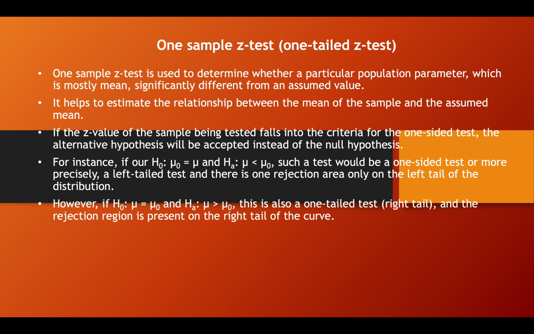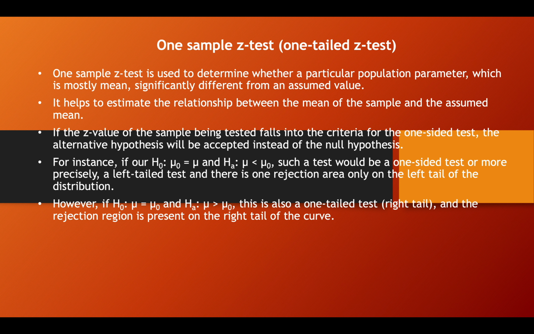The z test has two parts, that is the one sample z test and the two sample z test, which we'll talk about one by one. Firstly, we talk about the one sample z test. The one sample z test is used to determine whether a particular population parameter, which is mostly the mean, is significantly different from an assumed value. It helps to estimate the relationship between the mean of the sample and the assumed mean. In this case, the standard normal distribution is used to calculate the critical value of the test.